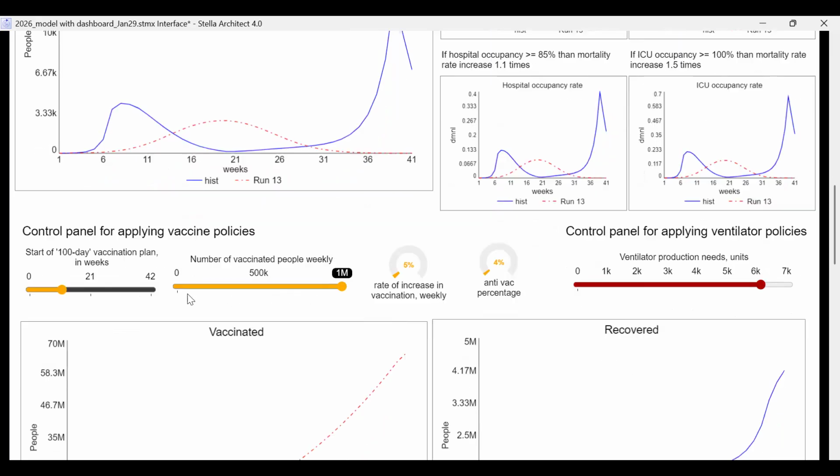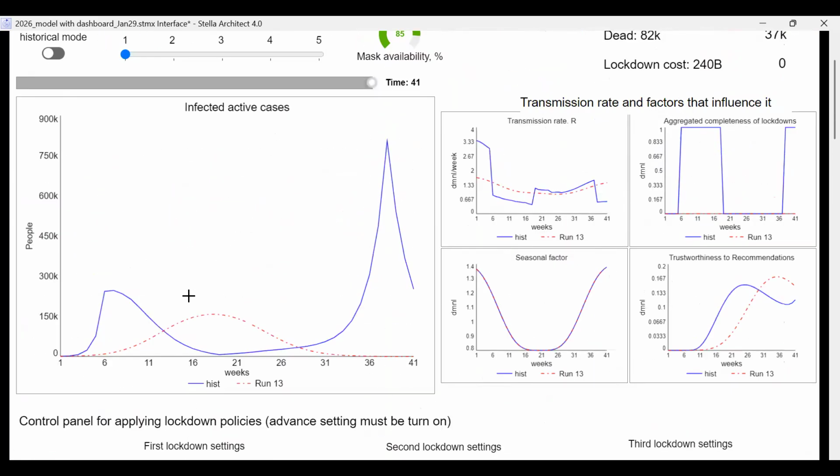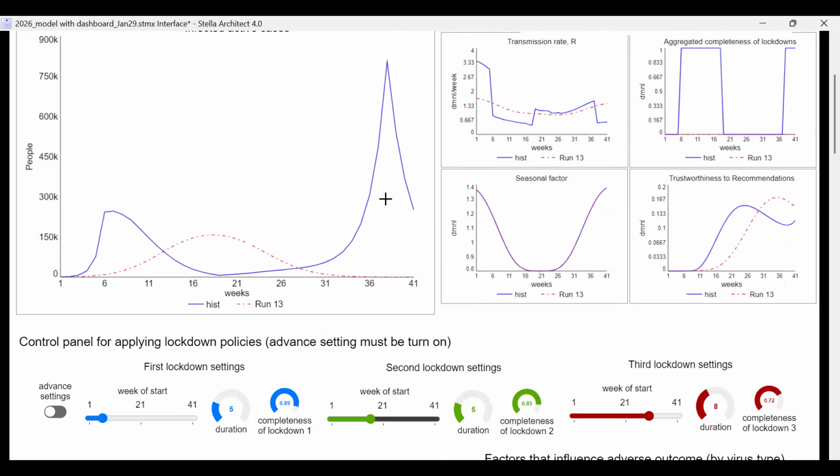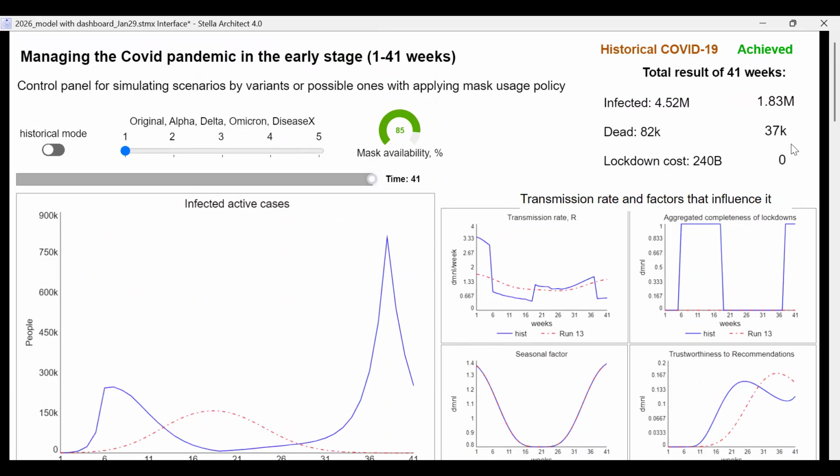Finally, the fourth policy is lockdowns. So if we see that we managed actually already quite well, we already managed to reduce the number of infected. Here you can see the number of infected people is 3 times less than it was in real time. And the number of people who perished is also three times less than it was, 2.5 probably. And there is 0 lockdown cost because lockdown was not imposed.